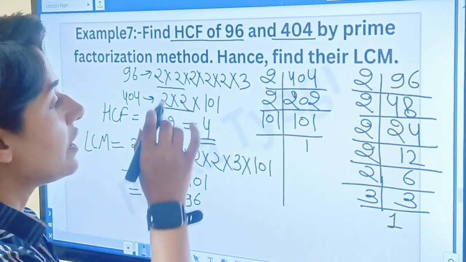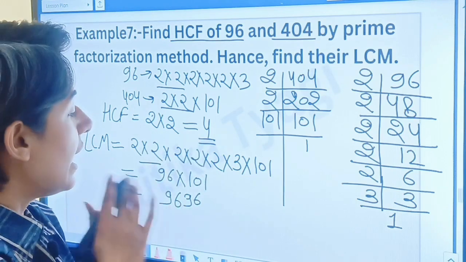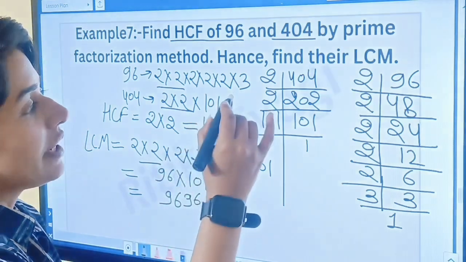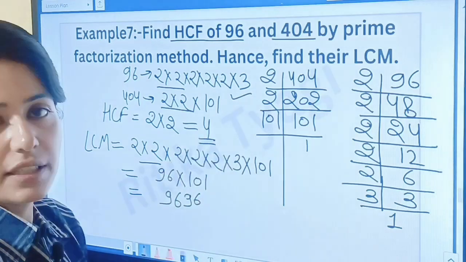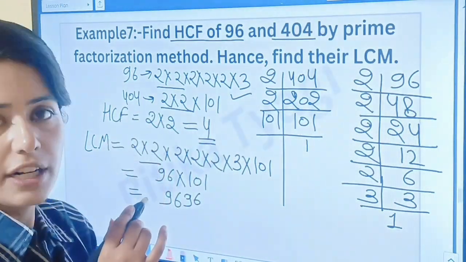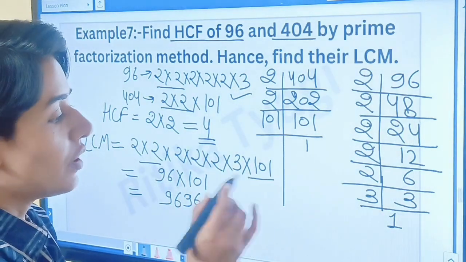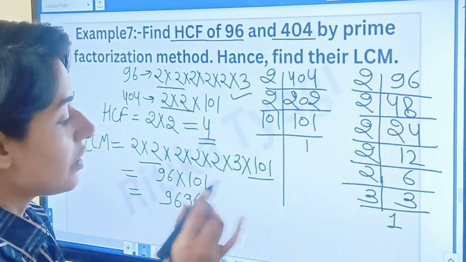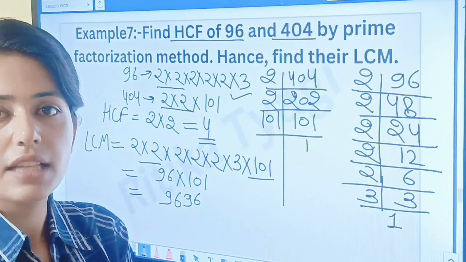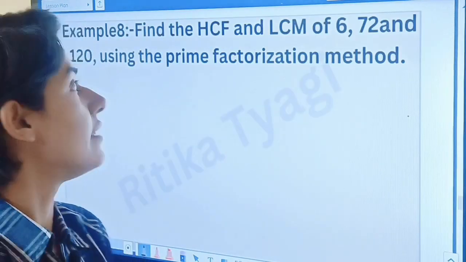So here we factorize 96 and 404. From the factors we take out the common number, that is 2 times 2 we get 4 SCF, and on finding the LCM we take out the factors of 96 and take the number from 404 factors which is not including 96, that is 101. Multiplying all these numbers we get 9696 LCM.